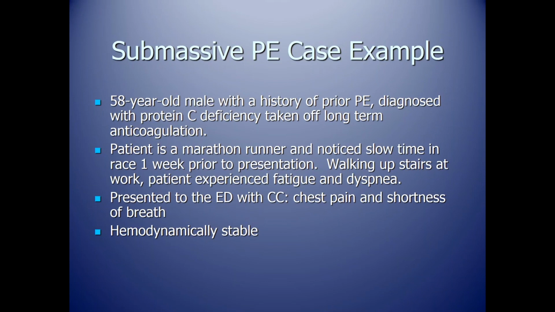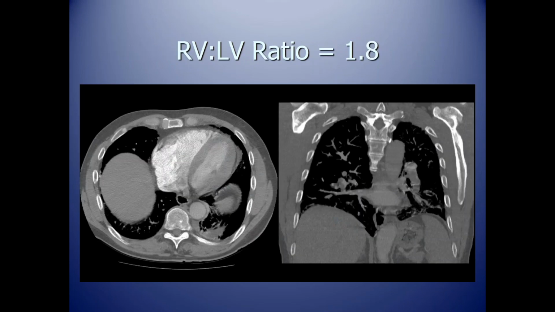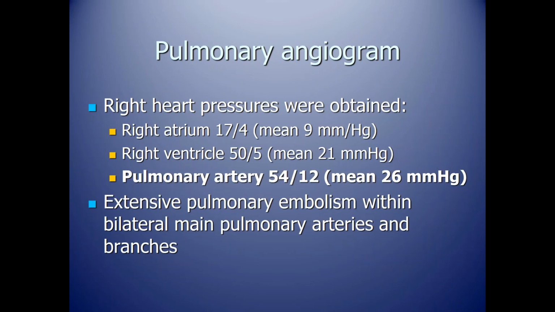So he got encouraged by his family to come to the ED. He did have a little chest pain, shortness of breath. He knew what it was. He was in a little bit of denial, but he was hemodynamically stable. And this was his cut from his CT, and you could see he definitely had RV dilatation. LV was kind of squished. His RV-LV ratio was 1.8, and you could see here on a coronal reformat from the CT obstructive thrombus in both the right and the left pulmonary arteries. These were his right heart pressures, and then his pulmonary pressure was 54 millimeters of mercury.